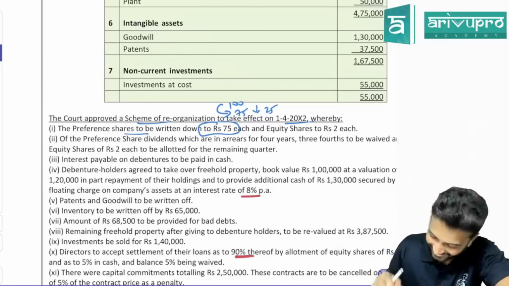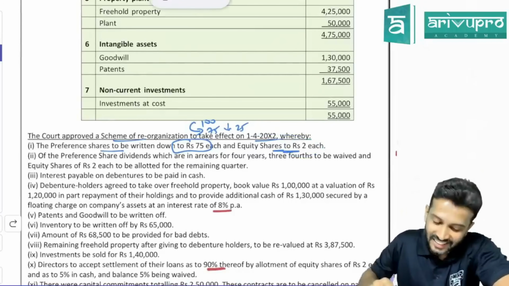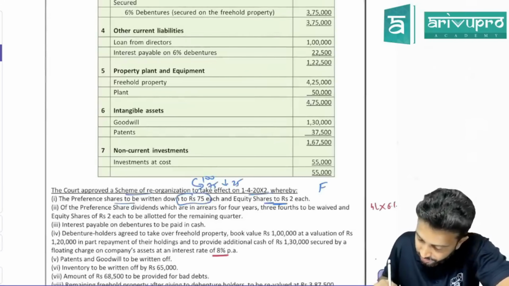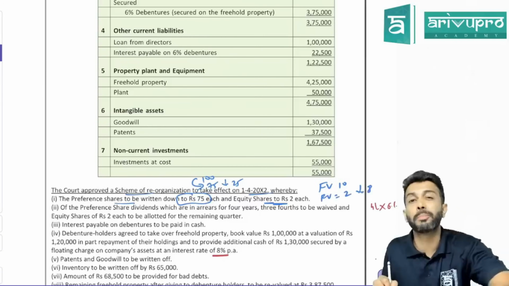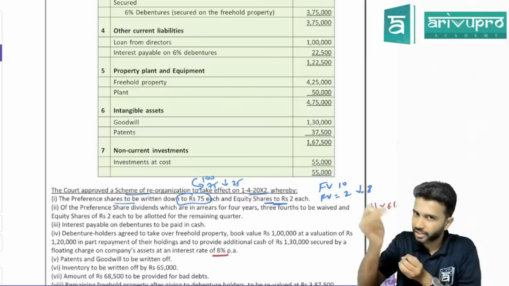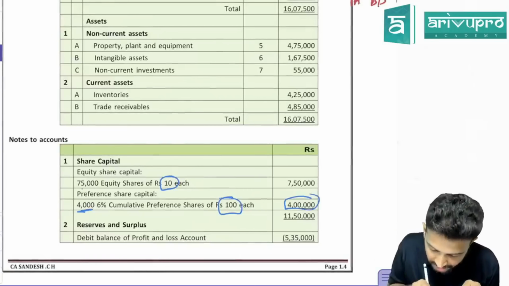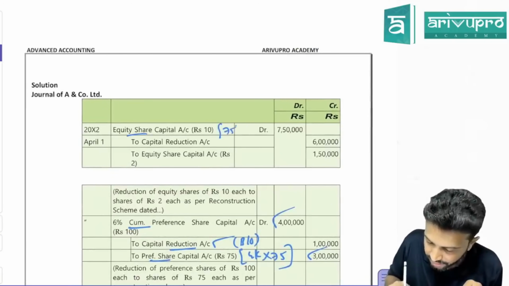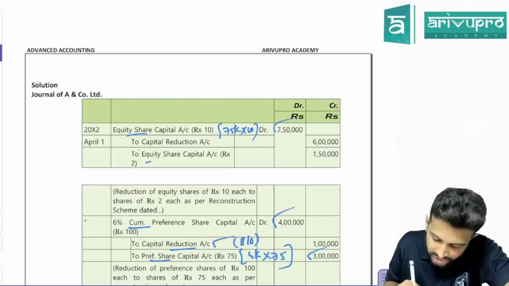Sir, equity shares are reduced to 2 rupees. What is the existing face value of the share? 10 rupees. From face value 10, the new face value has become 2. So how much has it reduced by? 8 rupees. So 8 rupees has been sacrificed. The journal entry will be equity share capital account debit. How many shares? 75,000. So 75,000 into 10, which is 7.5 lakh, to equity share capital account.